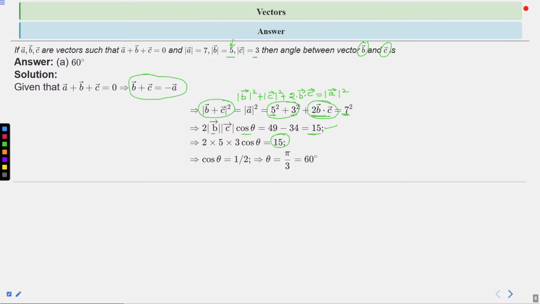Now we have to find theta. So cos theta is equal to 1 by 2. So theta is what? Pi by 3. Pi by 3 means 60 degree. Clear? So theta is 60 degree, and A is correct.